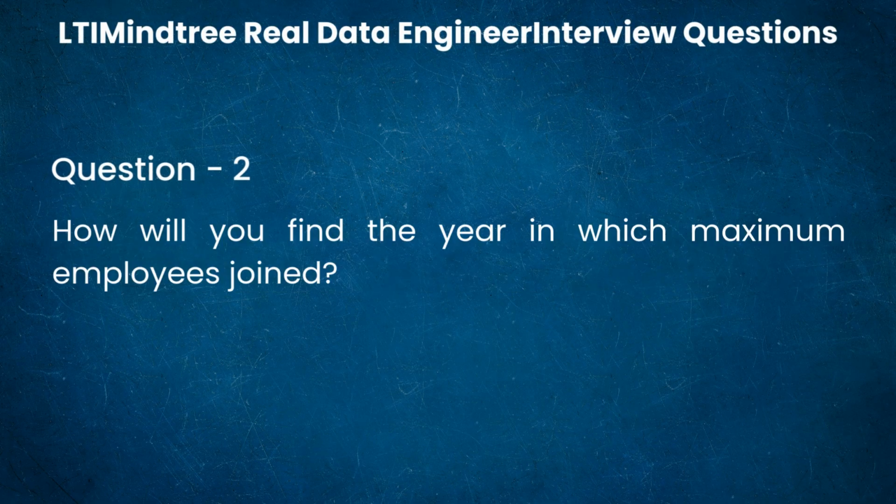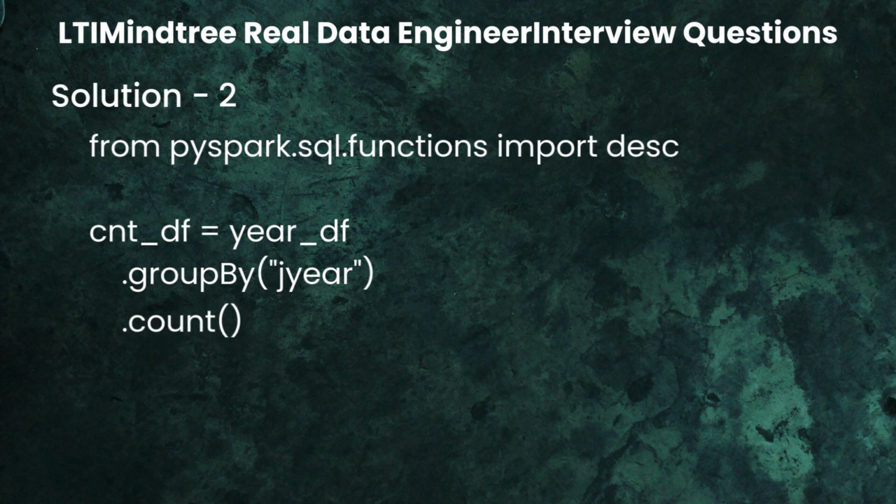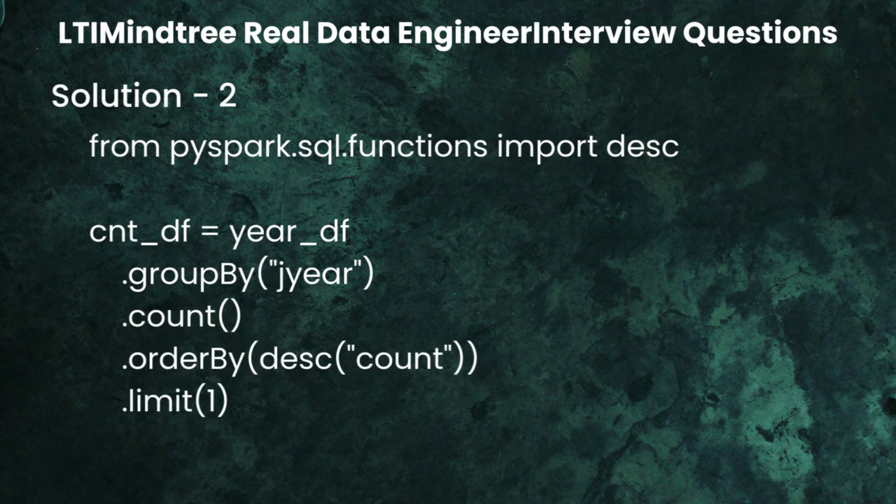Then the next question they asked me was, find the year in which maximum employees join. So I replied, first I will group the data by joining year, then count the number of employees per year, and then sort the results in descending order, and finally pick the top record. And I wrote the code which is shown on the screen. This will give me the year where the maximum number of employees joined.